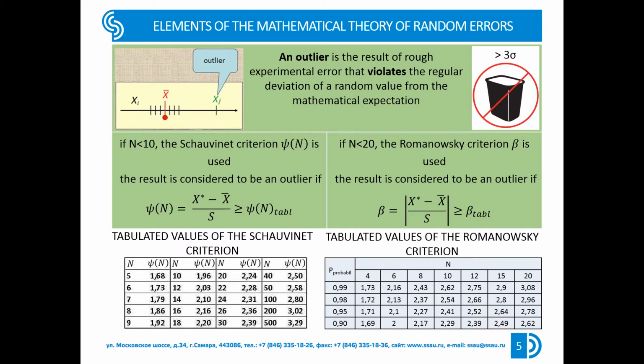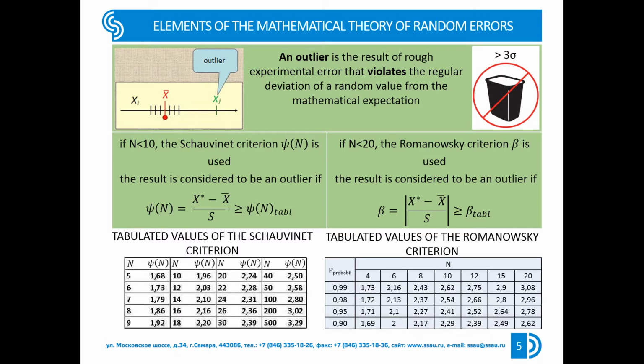In order to relate the probability of an outlier occurring to the number of measurements, the deviation of the suspected result x from the most likely, or in other words, the arithmetic mean, is calculated and related to the standard deviation. This value is then compared to one of the criteria. If the calculated value is greater than or equal to the table value of the criterion calculated for a particular number of measurements, the result is considered to be an outlier and is discarded.